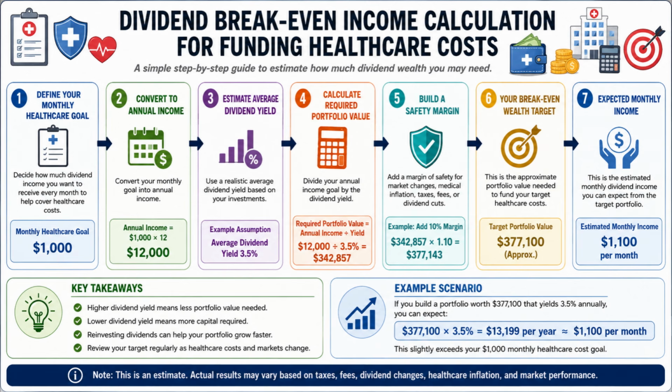Now, we calculate the required portfolio value. The formula is annual income divided by dividend yield. So, $12,000 divided by 3.5% gives approximately $342,857. This means that, before adding a safety margin, an investor may need around $342,857 invested at a 3.5% yield to generate $12,000 per year.